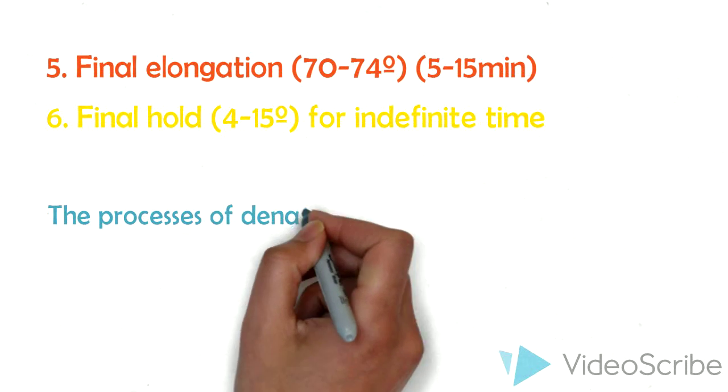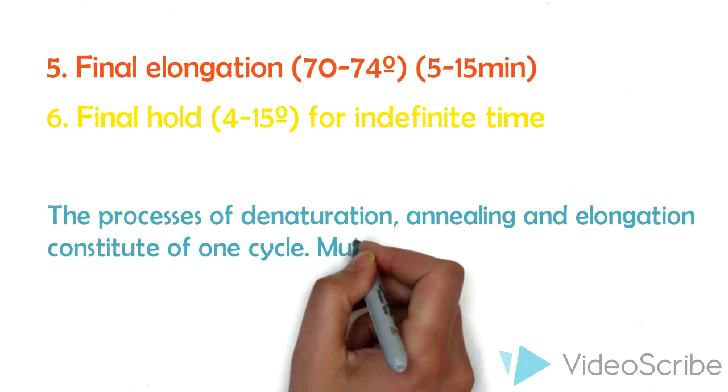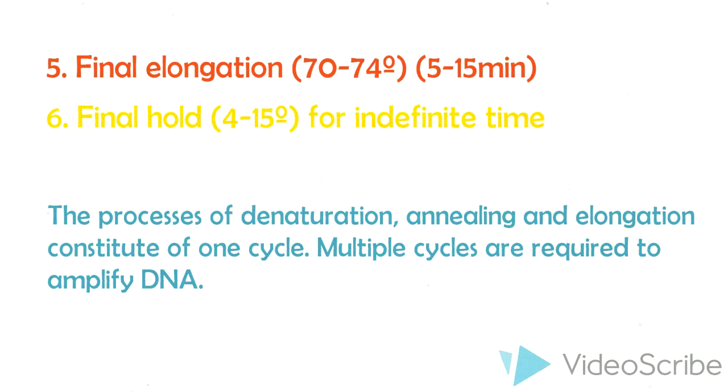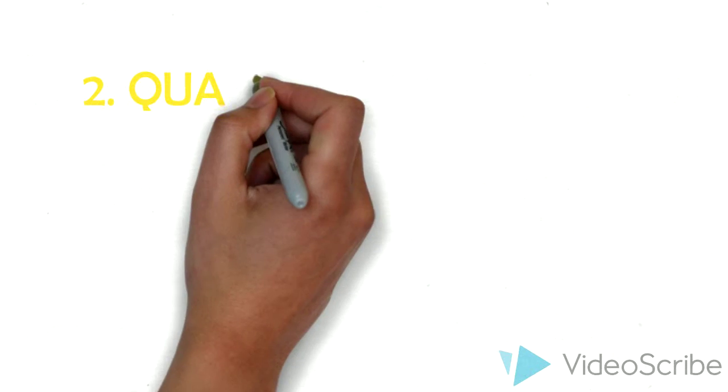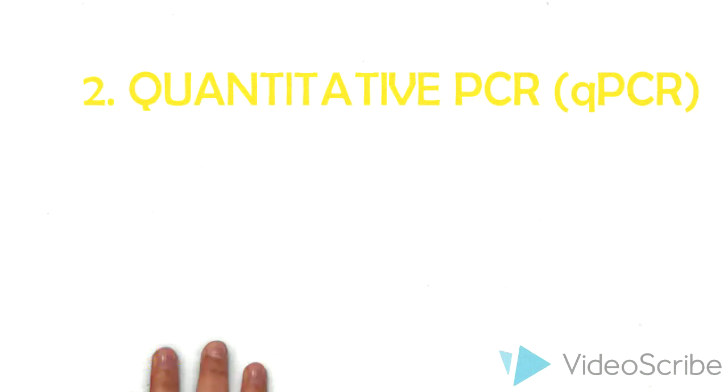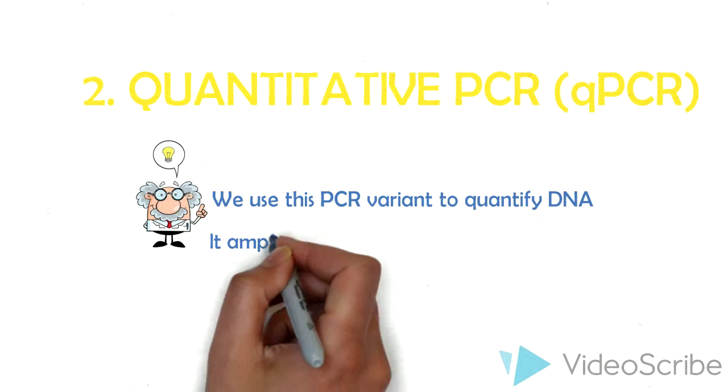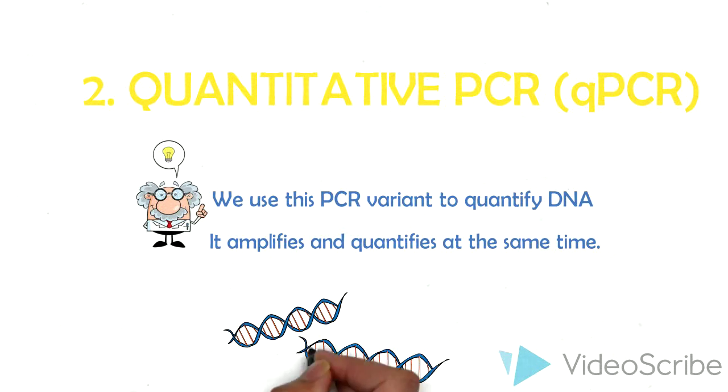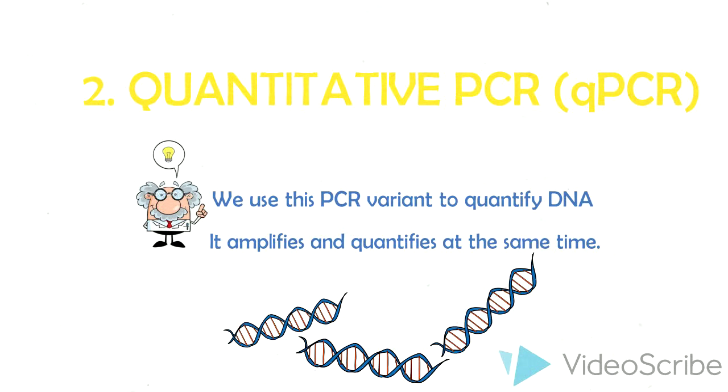The processes of denaturation, annealing and elongation constitute one cycle. Multiple cycles are required to amplify DNA. Quantitative PCR. We use this PCR variant to quantify DNA. It amplifies and quantifies at the same time.